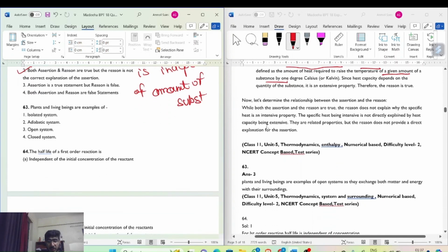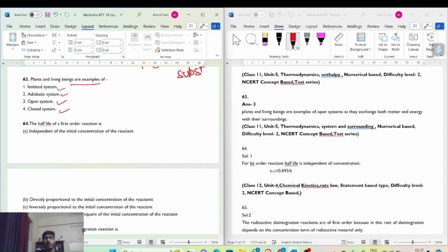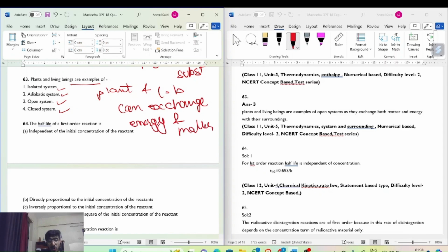Now question number 63. Plant and living beings are example of isolated system, adiabatic system, open system, or closed system. We know that plant and living beings can exchange energy as well as matter. So they are the example of open system. We know that if we can exchange energy and matter, then it is an open system. So the correct option would be option number third.